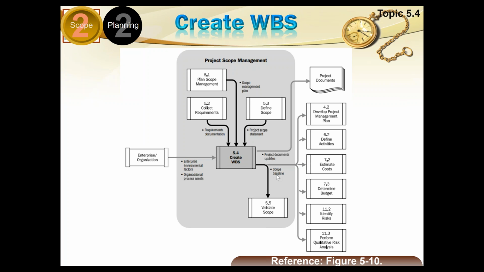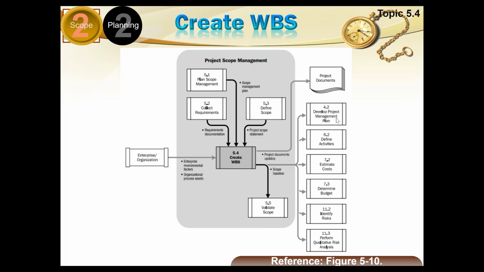And as a result, the scope baseline, which I already told you includes the scope statement, WBS and the WBS dictionary, is distributed to these many places, because all the knowledge areas will start from here. They will start working from here onwards. So for validation of scope, we'll always look back at the scope baseline.